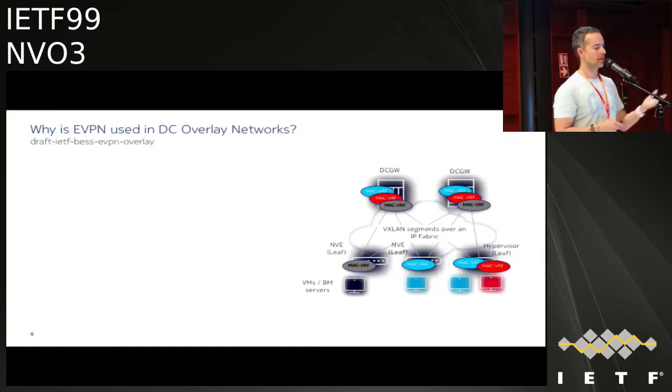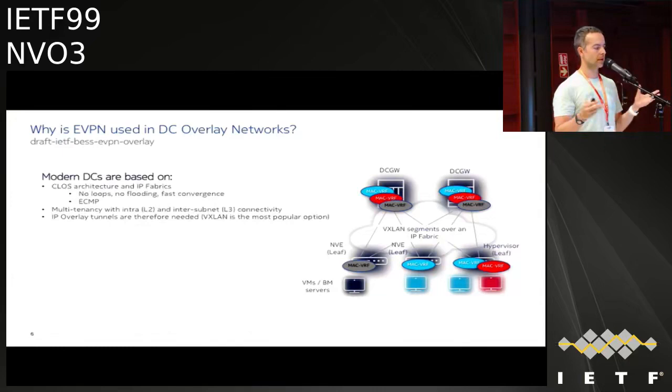So why is EVPN used in data centers? You have the base specification in the EVPN overlay draft, but the idea is that modern data centers are based on a Clos-based architecture and IP fabrics, right? So it's all IP. All the links are routed, and on top of that, you need multi-tenancy with intra and inter subnet forwarding, right? And obviously, in order to have layer 2 and layer 3 on top of this IP fabric, you need IP overlay tunnels. And nowadays, VXLAN, as I said before, is the most popular option.